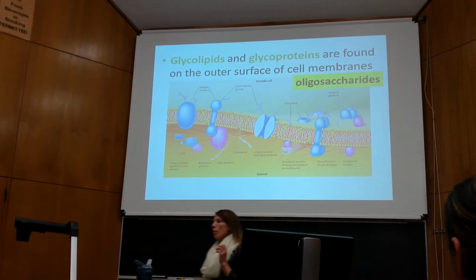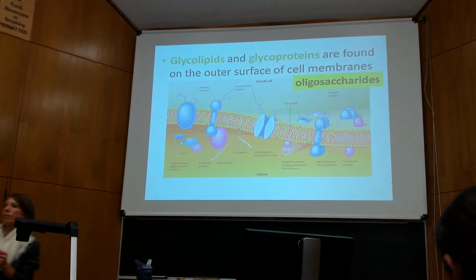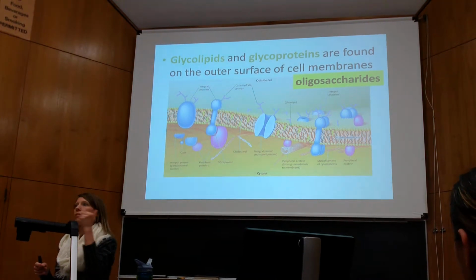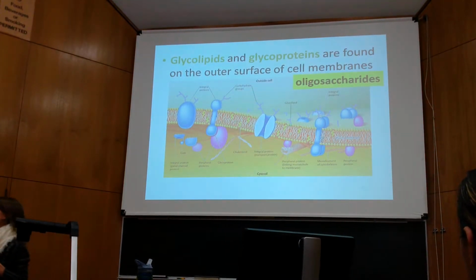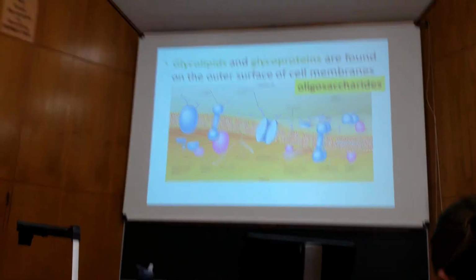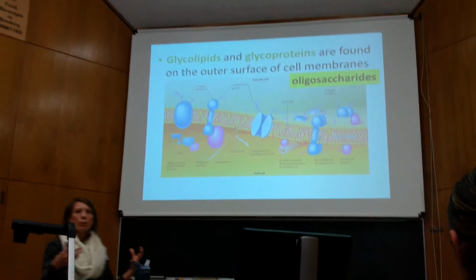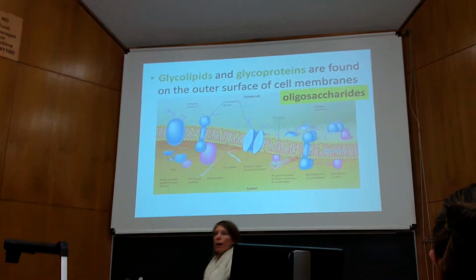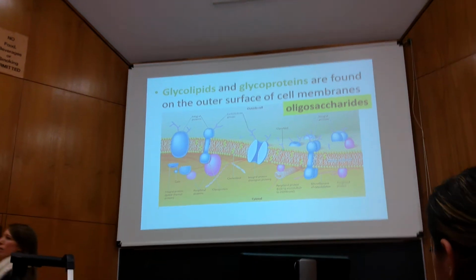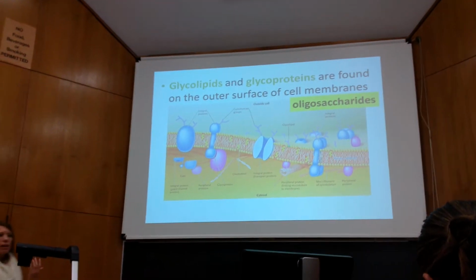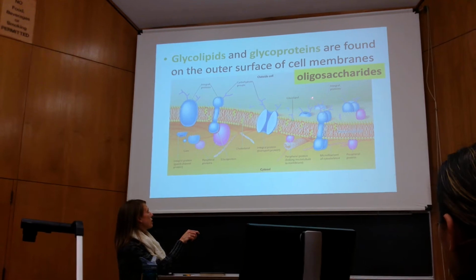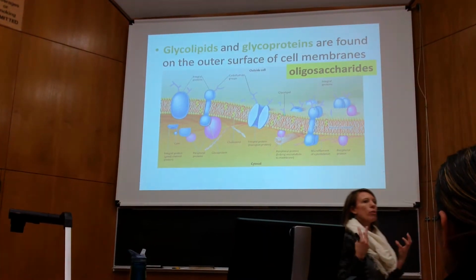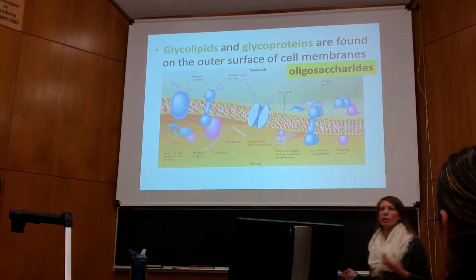And these carbohydrates are what we call oligosaccharides. So what kind of saccharides have we talked about so far this semester? Monosaccharides, polysaccharides, disaccharides. So oligosaccharides means a few. They're not these huge polysaccharides like starch or chitin, but they're longer than disaccharides. So maybe 5 to 20 monosaccharides linked together. They might be branched or not branched. But these are very important for cell-cell recognition and communication.